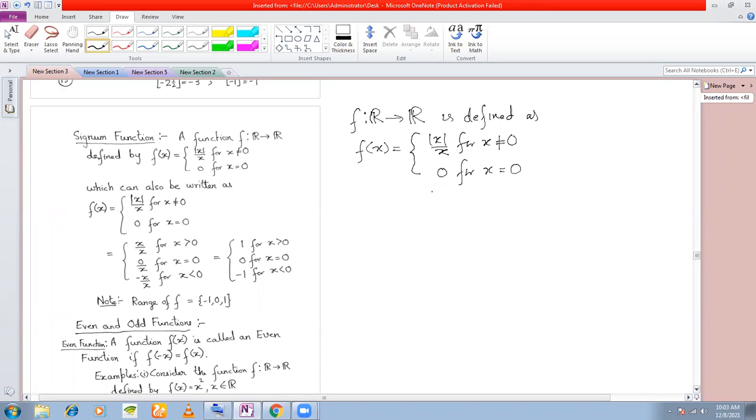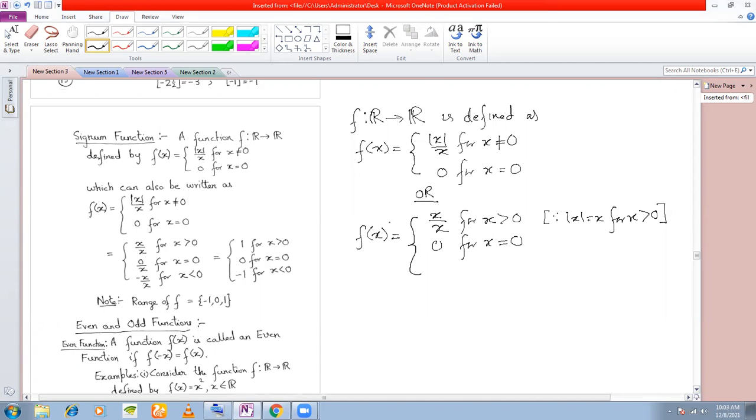Okay. Now, because we know the definition of mod, we can modify this function a little bit to express it in a more convenient form. That is, we can write f(x) is equal to x by x for x greater than 0, since mod x is equal to x for x greater than 0, and equal to 0 for x is equal to 0.